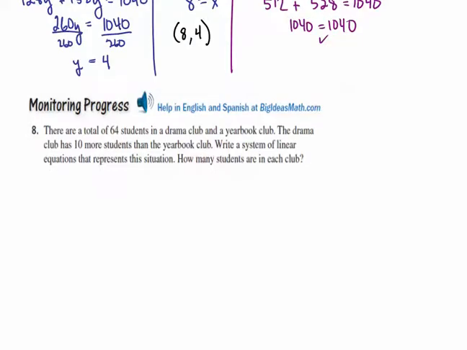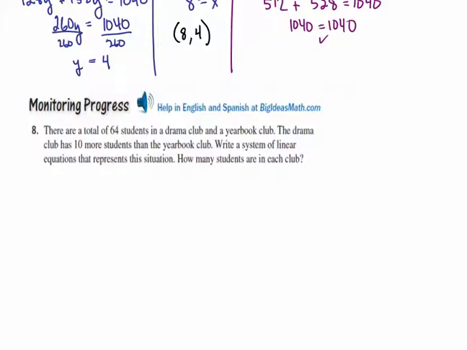In the next question, there are a total of 64 students in the drama club and yearbook club. The drama club has 10 more students than the yearbook club. Write a system of linear equations that represents this situation. How many students are in each club?